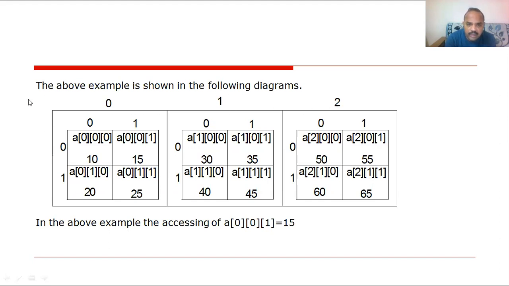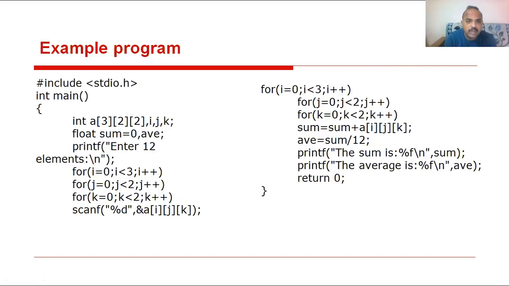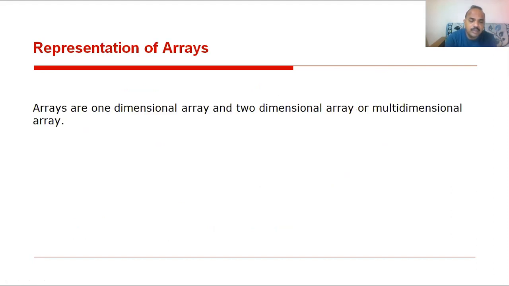0, 1, 2, 3. How many rows? 3 rows. Clear? 3 columns. Then each column is divided into 2 rows and 2 columns. So this representation is called multi-dimensional representation. Clear? Multi-dimensional array representation. This is an example program for reading multi-dimensional array elements, finding the sum and displaying the sum and average.